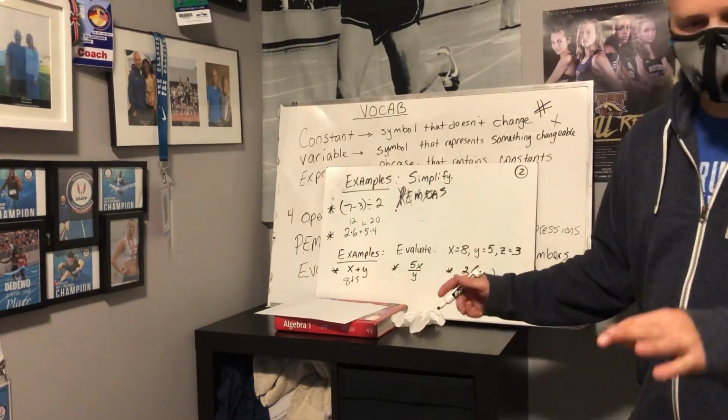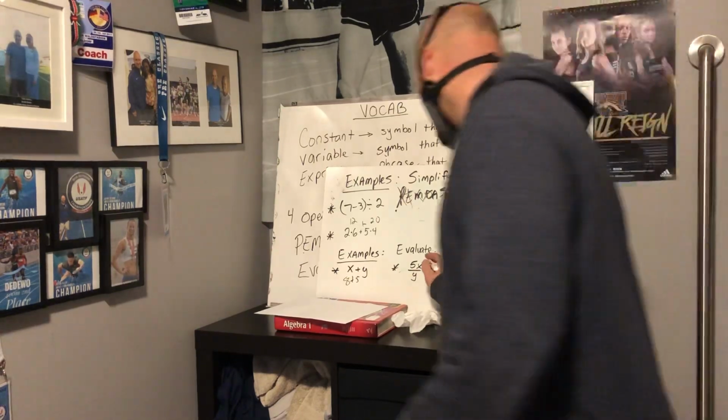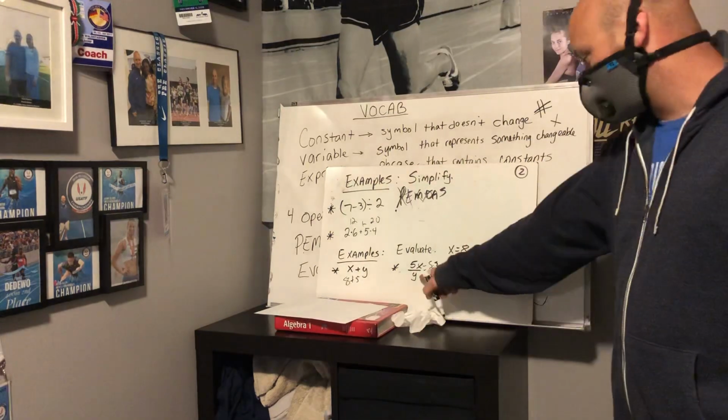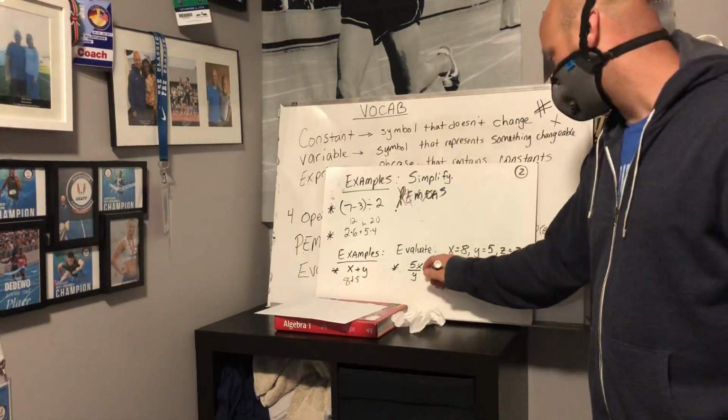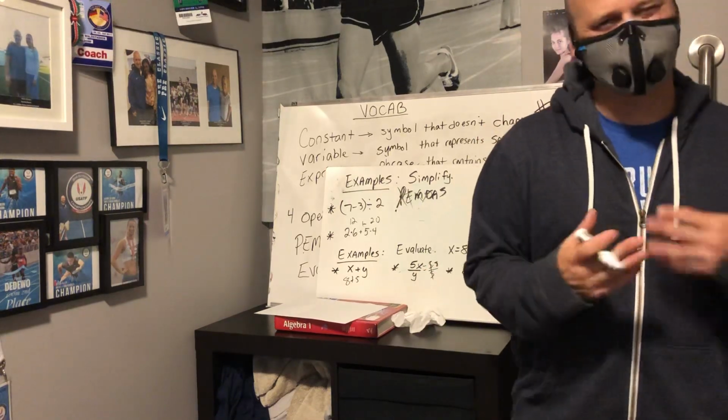A little tricky. It looks confusing, but it's not. So it's 5 times x. What's x? 8. So 5 times 8 is 40. And then we're going to divide it by y. So 40 divided by 5 is actually just 8. So it looks really hard, but it's pretty easy.